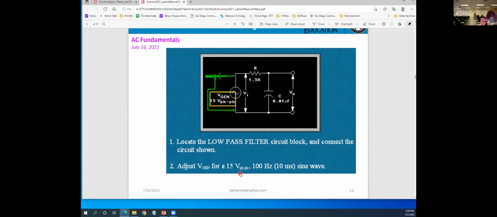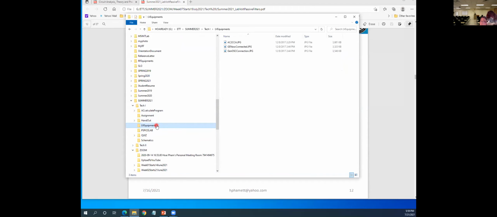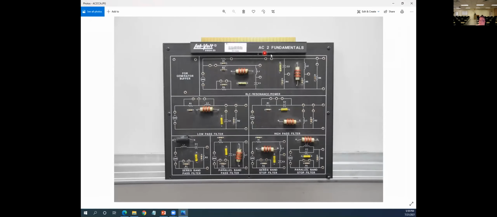Now, I will be asking you few things here. Okay, you see this is the board. And you're working on the low pass filter, this is circuit here.